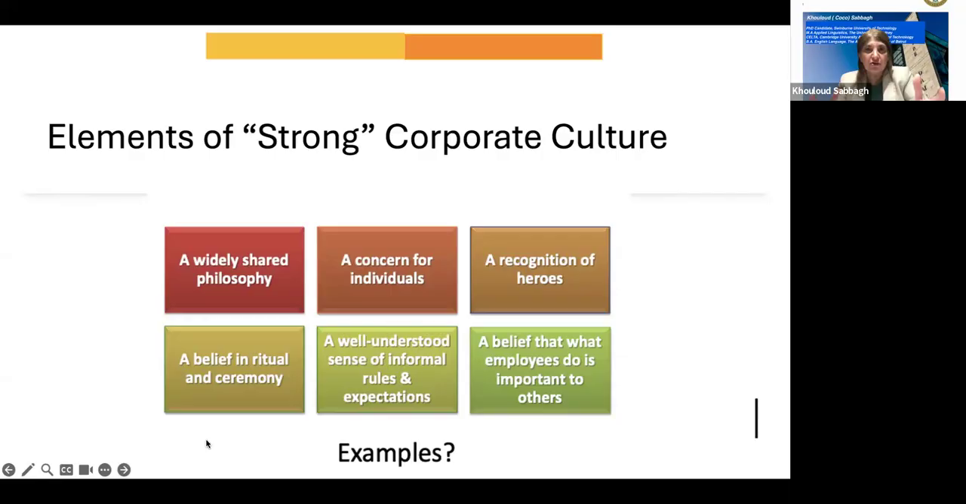Because again, it's about their own culture, a concern for individuals. They care about people. Remember, someone said, what does work environment mean? I care. If someone has an issue, has a problem, I'll go there and I'll find out. Recognition of heroes. Someone said it already, thank God. Belief in rituals and ceremonies, for example, whenever we hit a milestone, we celebrate. A well understood sense of informal and formal rules is very well understood.